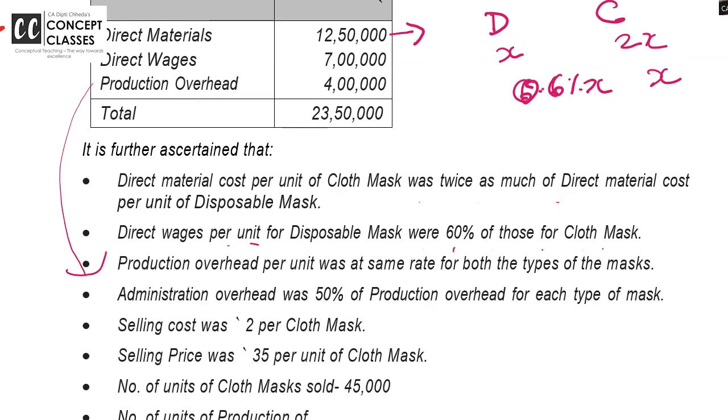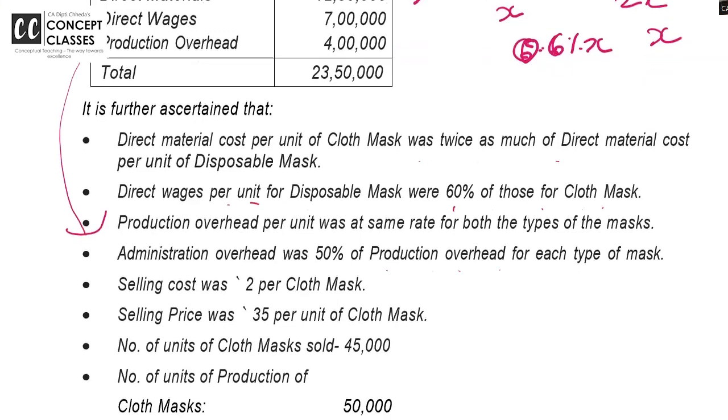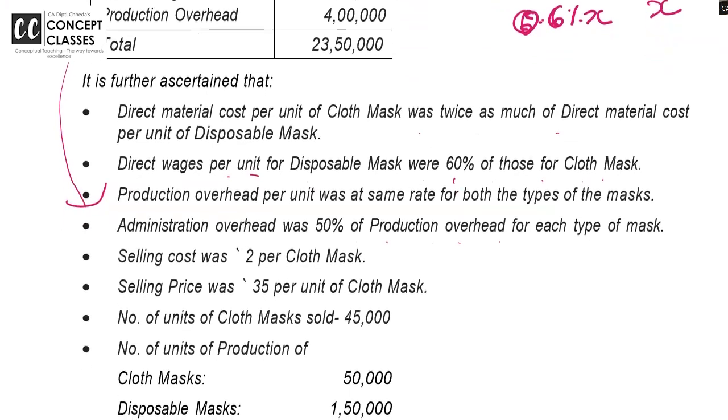Wages ho gaya, material ho gaya, dono ke liye equation banayenge. Administrative overhead was 50% of the production overhead. Okay, good. Factory cost. It's a very simple cost sheet without any work in progress and all. Selling overhead is dekhte se number of units sold. Dipti ma'am said selling overhead is never for number of units produced. Selling price is given so that we get the profit.